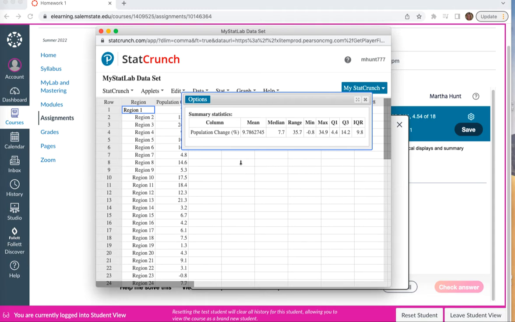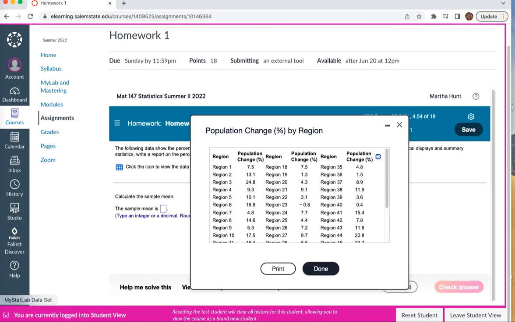Another thing I suggest is that if you want to retrieve this, hit the minimize button and look where it goes. That window goes to the bottom of your toolbar. So we can get that window back if we want it.